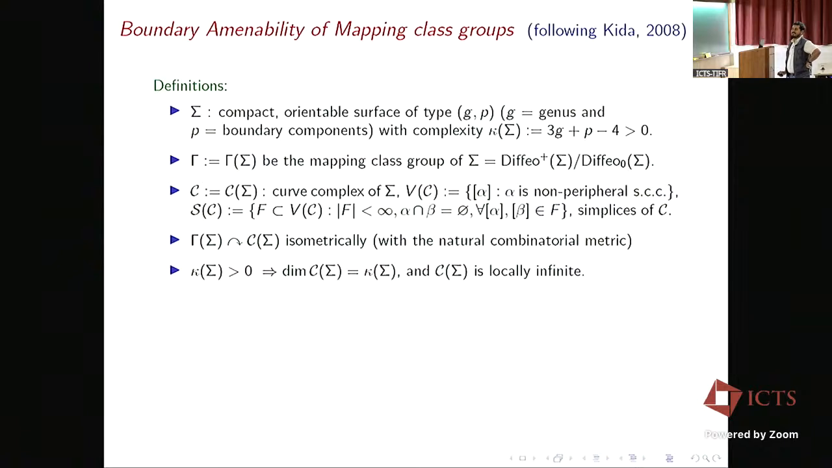This can be seen easily, that the mapping class group would be acting on this complex of curves isometrically. The metric is induced by the combinatorial metric. And if the complexity is greater than 0, the dimension of the curve complex would be kappa of the surface, sigma. But the curve complex is locally infinite. It's not a proper hyperbolic metric space.